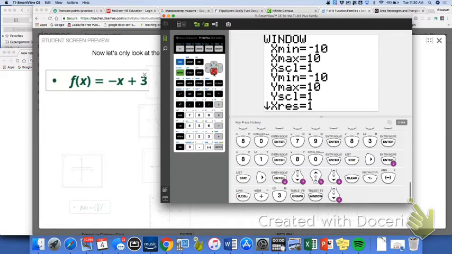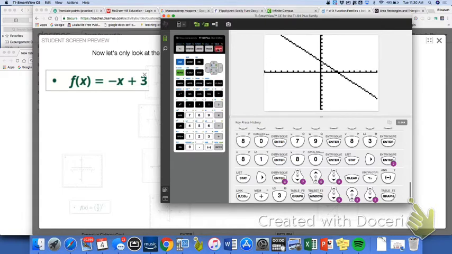So you need to have not just a negative 10 and a positive 10. The scale also needs to say 1, telling it's going up by 1 every time. Then your y minimum, your smallest y value in the window, needs to be negative 10. And your biggest needs to be a positive 10. And it also needs to be going up by 1. So now that you've got your graph adjusted, if you hit graph again, now your window should look like mine.